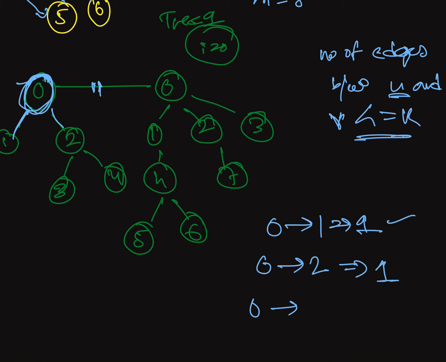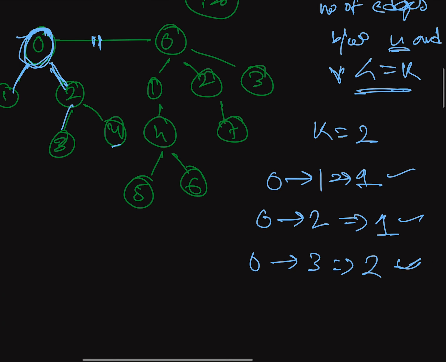Next is 0 to 3. How many edges are there? 1, 2. 2 edges are there. This can be possible because k is equal to 2. Now 0 to 4. How many edges are there? 2. So this can be one possible target.